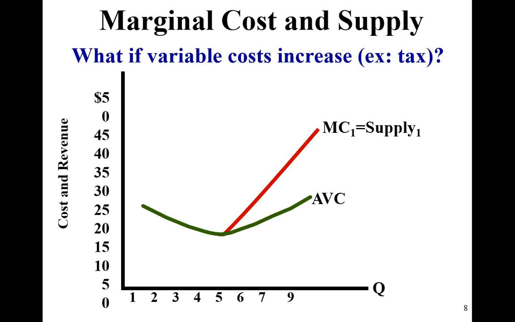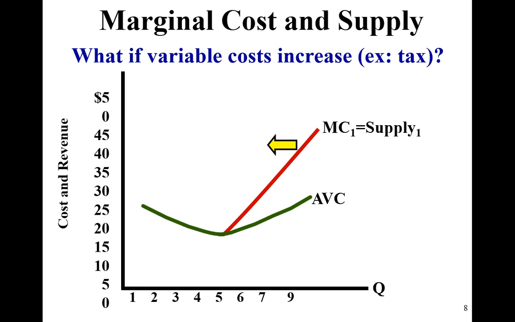So let's throw this scenario at you where your variable costs increase. Perhaps there's a per unit tax. What do you think is going to happen to your average variable cost? Well, it's going to rise. But more importantly, if we go back to supply and demand, if the cost of production increases, what happens to your supply? Supply should decrease, which means it'll shift to the left.